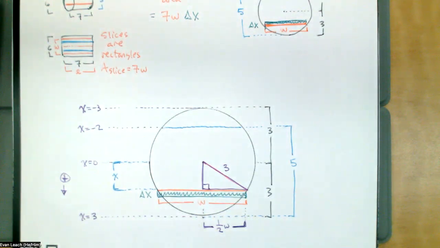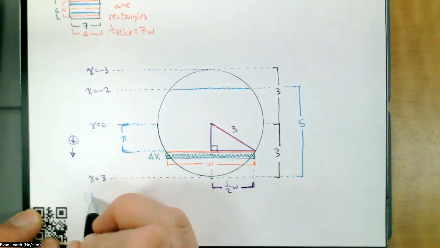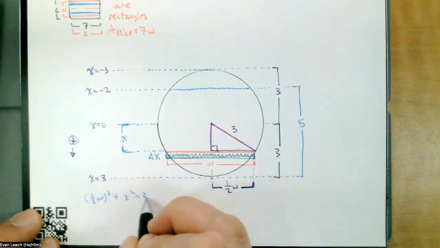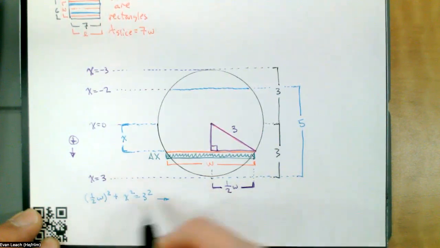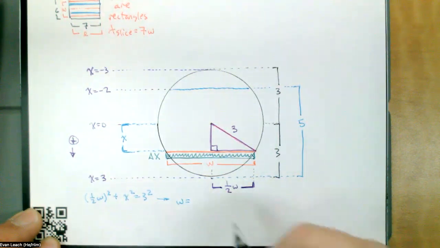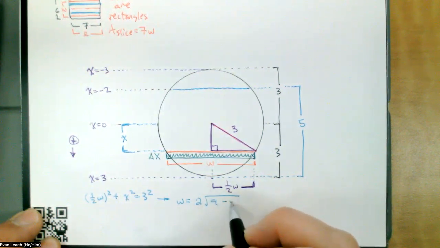So I'm going to use the Pythagorean theorem to get a relationship between X and W. Half of W squared plus X squared is 3 squared. And so we can solve this for W, and W will be 2 times the square root of 9 minus X squared.